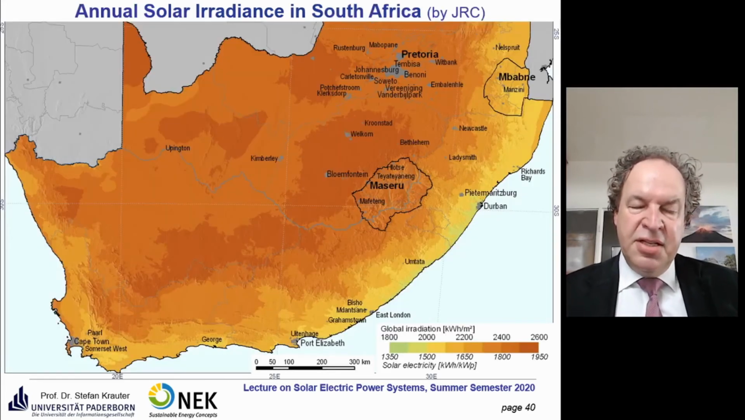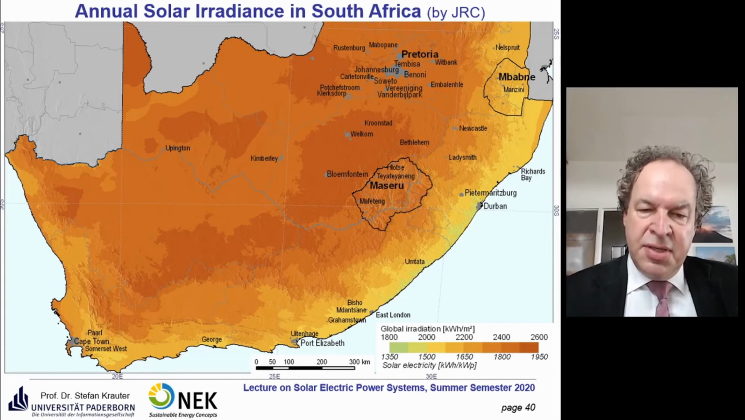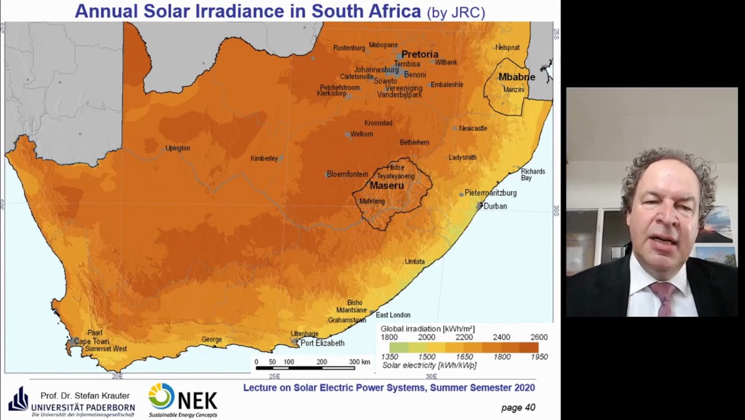Another region, this is South Africa. Here the irradiance levels are even higher than in Seville. Here you see the brown, or beige, part is in the vicinity of 2,400 kilowatt hours per square meter per year. That means even 20% more than we will have in southern Spain.